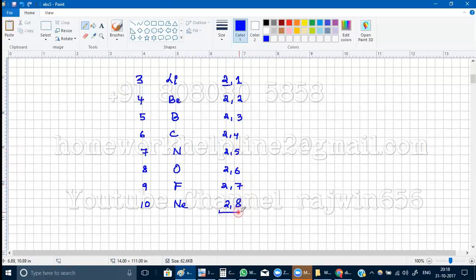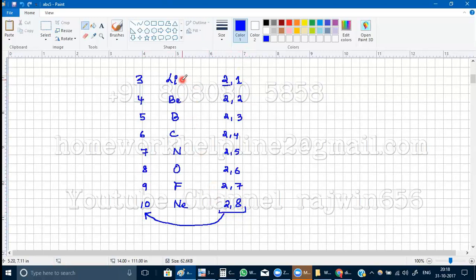See, when you are adding this, you are going to get the atomic number, that is number of protons, also equal to number of electrons. The first orbit will always have 2 electrons. The remaining electrons which are there, we have put them in the second orbit. So this is the distribution of electrons, that is the electronic configuration of the next 8 elements.